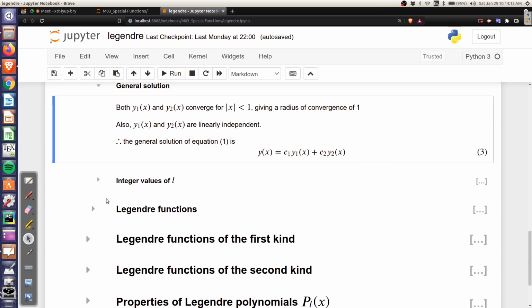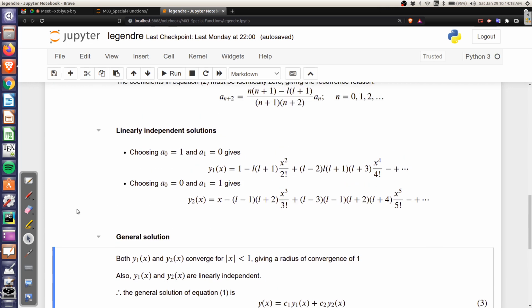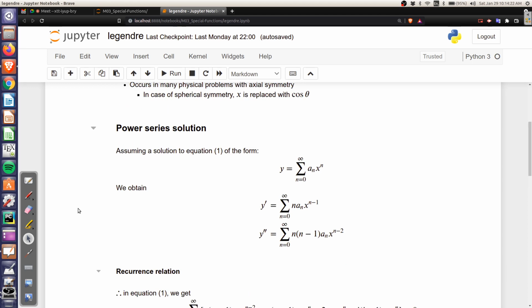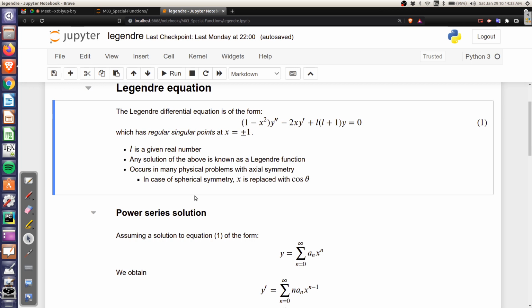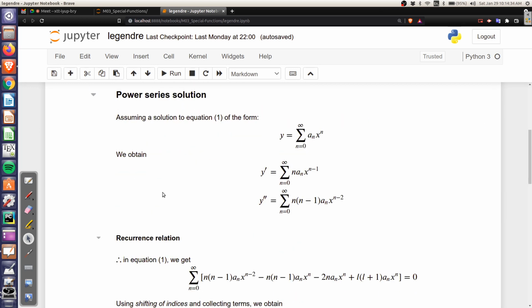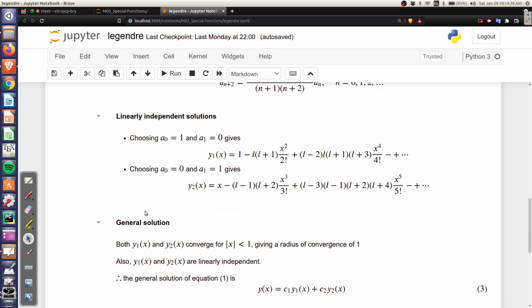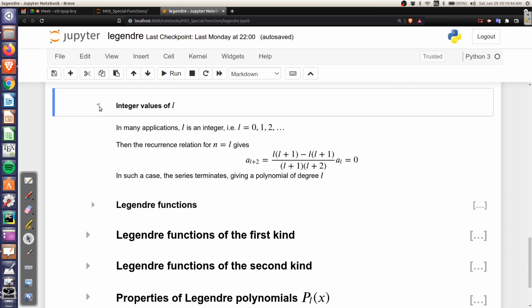Now coming to the integer values, let's take a special case. If you look at the Legendre equation, there are three terms. The last term, the one with y, contained L, and we say that L is a real number, so it can take any integer and non-integer values. But we are interested in the special case where L takes only integer values. That gives us some really interesting results. In many applications, L is an integer, going from 0, 1, 2, 3, 4 and so on.